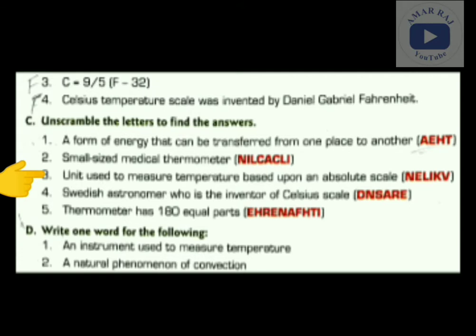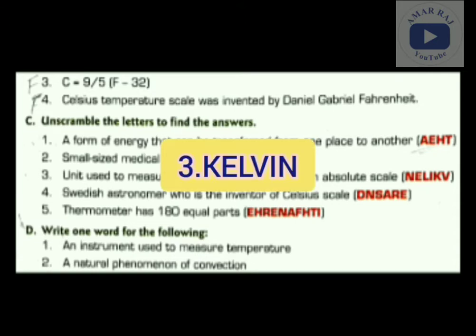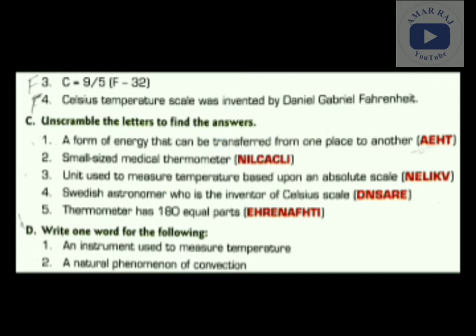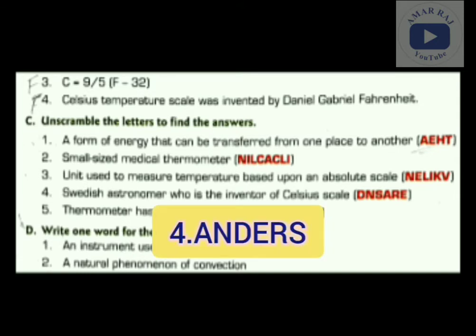Now question number 3: unit used to measure temperature based upon an absolute scale. So students, the unit based on the absolute scale is Kelvin. And 4: Swedish astronomer who is the inventor of the Celsius scale. As you can see, letters are given. On arranging you will get Anders, which is the first name of the inventor of the Celsius scale, Anders Celsius. So the answer of the fourth is Anders.